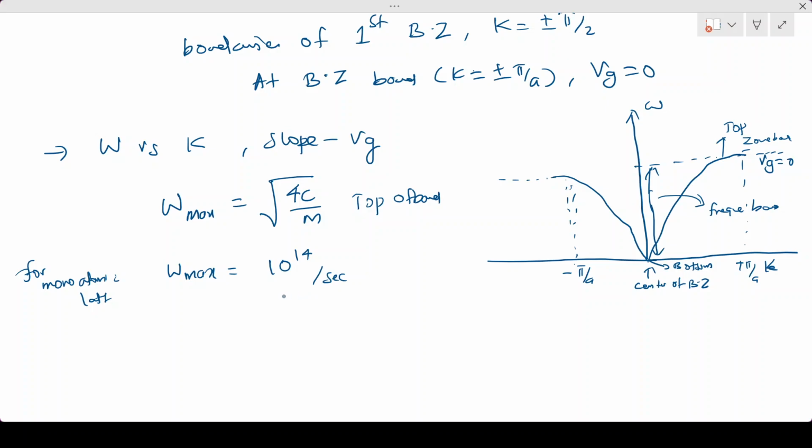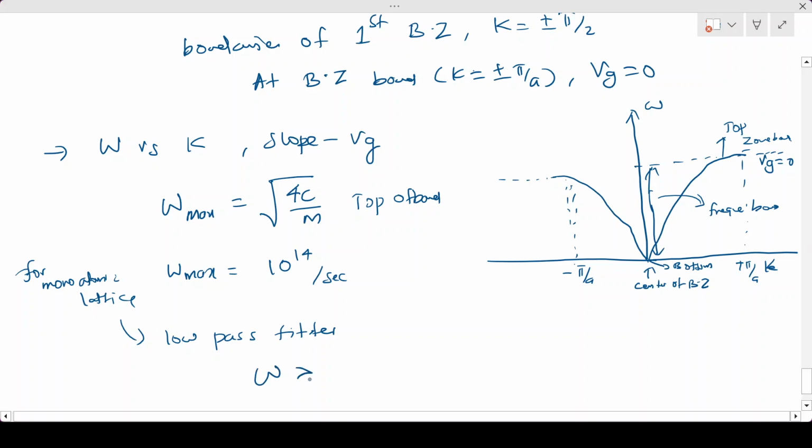So the monoatomic lattice will behave as a low pass filter. That means it will only allow low frequency waves. Because a frequency greater than omega max cannot propagate through that band, only frequencies lower than omega max can propagate. For example, in the case of omega greater than or equal to omega max, the wave will not be allowed to propagate through that medium.